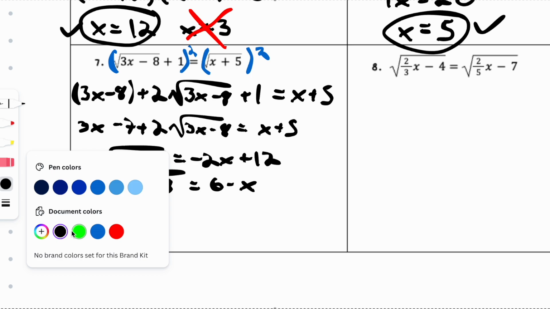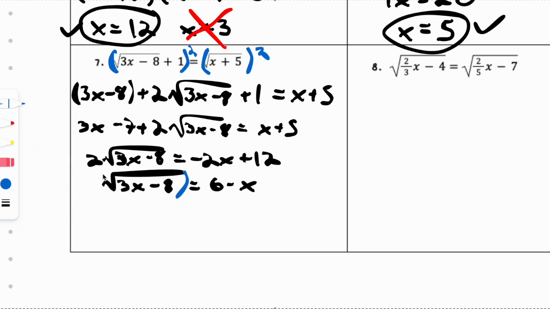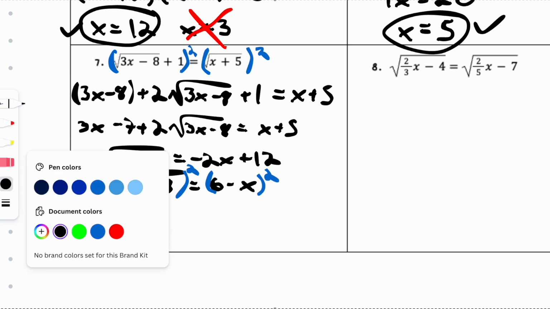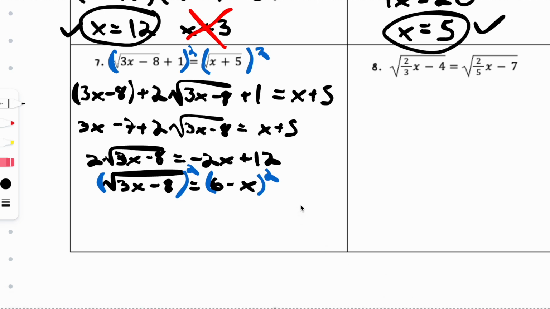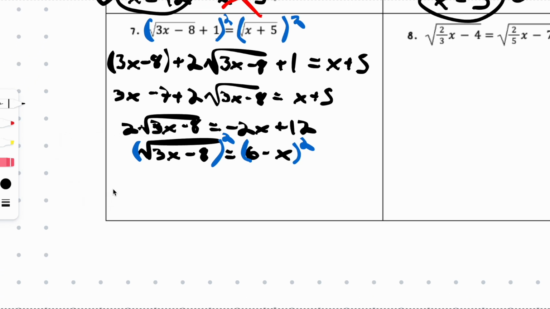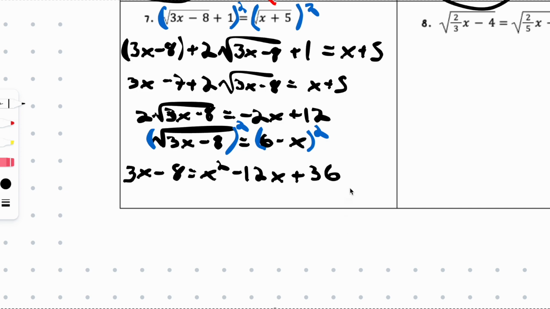Now at this point, we want to square both sides to get rid of that radical. So we end up getting 3x minus 8 equals x squared minus 12x plus 36. Okay? And again, just FOIL if you want to see how I got that right side.